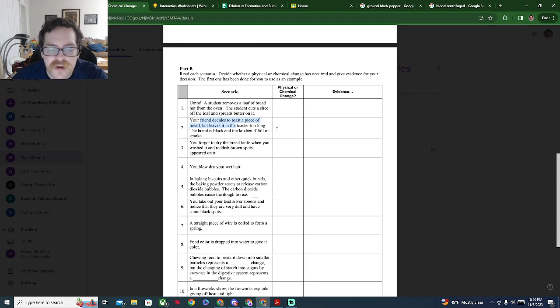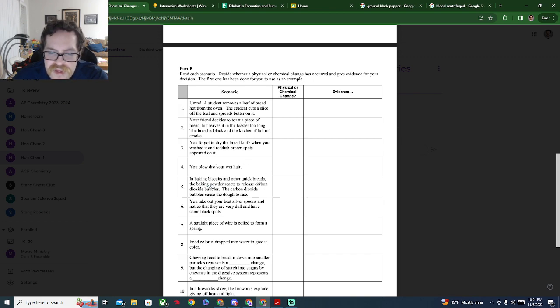The heat causes a chemical change in the toast, which causes it to harden. It changes how it tastes. It changes its properties. You forgot to dry the bread knife. You washed it, and now red brown spots appeared. That would be rusting. That would be chemical. You blow dry your wet hair. This is just drying out. It's causing evaporation of the water in your hair. It's physical.